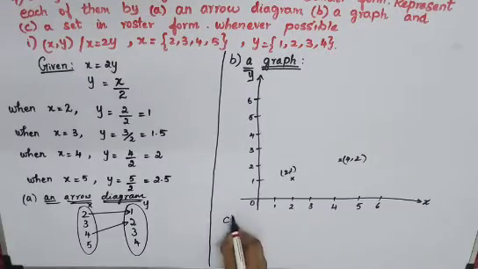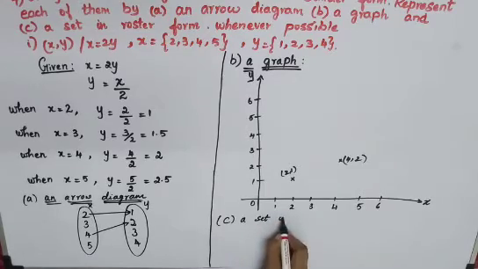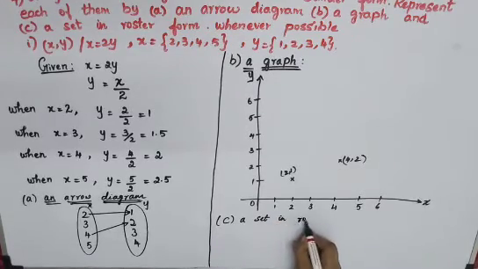The third subdivision, C, a set in roster form, you will have to write it.